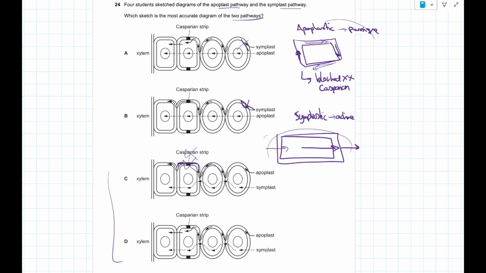Therefore, this is incorrect. Now, for finally D, here we could see the apoplastic pathway through the cell walls and the symplastic pathway through the actual cell, and then the Casparian strip blocks the apoplastic pathway. Therefore, this is correct, and the answer is going to be D.